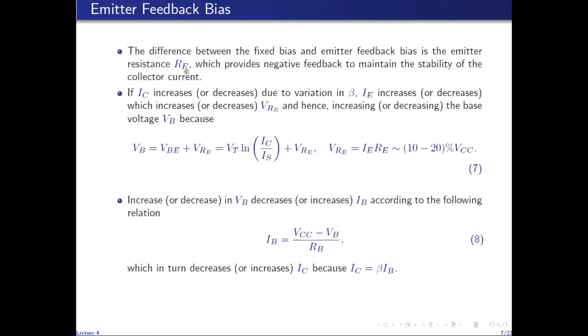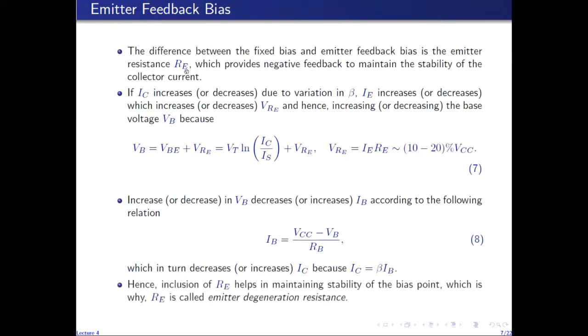So this emitter resistance, which provides a negative feedback, helps in maintaining the stability of the bias point, and in this respect, it is also called emitter degeneration resistance. Also notice that typically VRE is specified as 10 to 20% of the supply voltage.